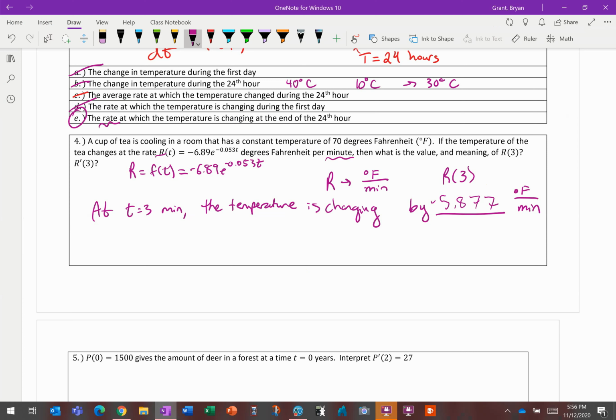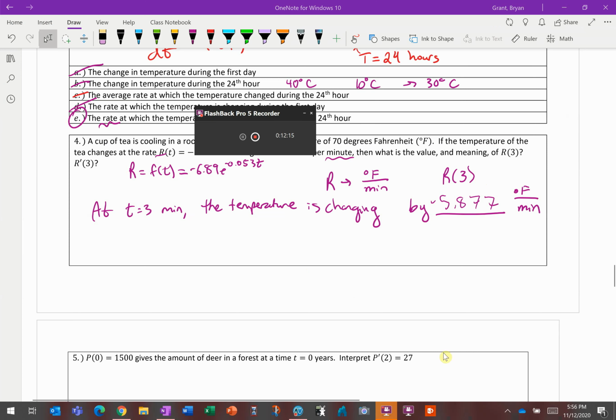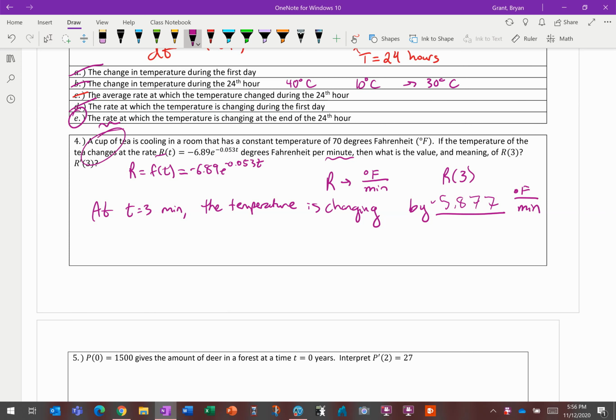Now, some people will say, well, wait, how come you said changing and not decreasing, right? They're telling us that the rate is negative, so negative degrees Fahrenheit per minute. I mean, if you think about the problem, the tea is cooling. Couldn't we have said that the temperature is cooling by this amount? And actually, no, because if you say that our temperature is cooling by a negative amount, that's like a double negative, and that actually means that the temperature is increasing. I think what you might have been trying to say is that it is cooling at a rate of positive 5.877, and that's okay.